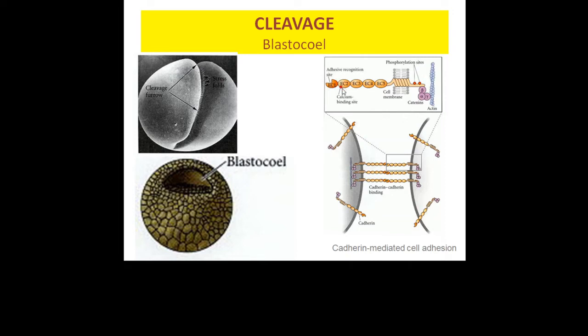They have calcium binding sites, and then they have sites for binding 3 catenin molecules, which then bind to the actin molecules in the cell cytoplasm. So this is how the tight intercellular junctions are maintained.